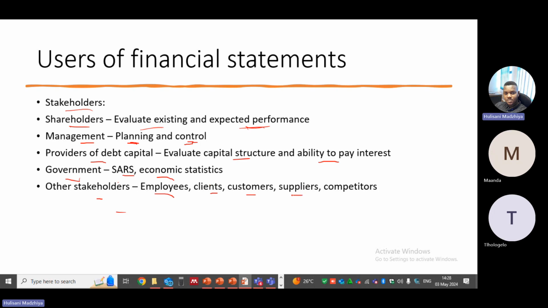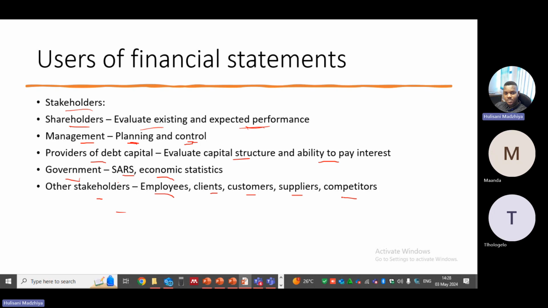Suppliers will use the financial statements to see if they can offer credit to this company and sell their product on a credit basis, if the company is making enough money and doesn't have too much debt already in their books. And then competitors as well, to see the competitive advantage: how much did this company make in profit in excess of what we made? So this is something that will be assessed by the users of financial statements.